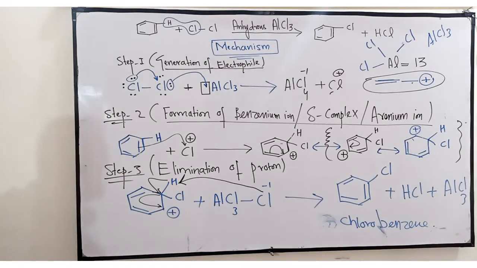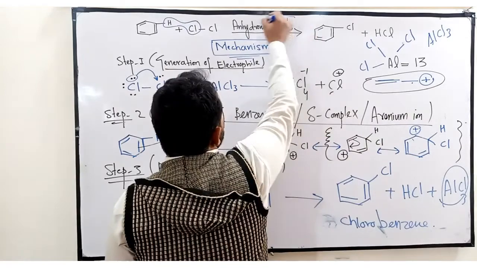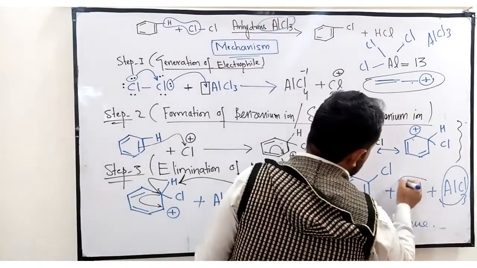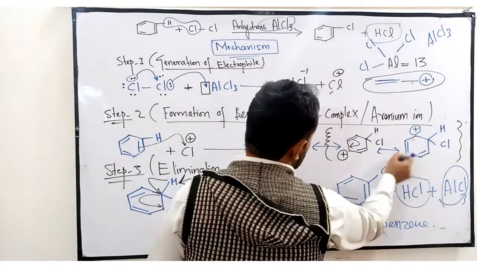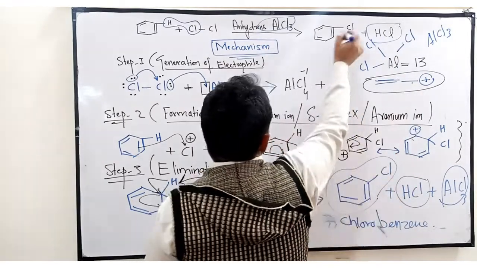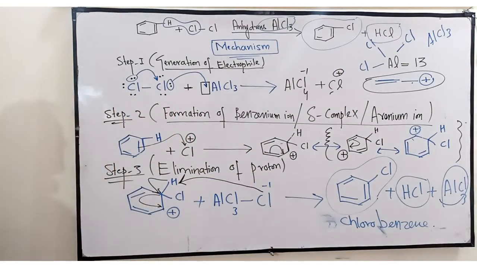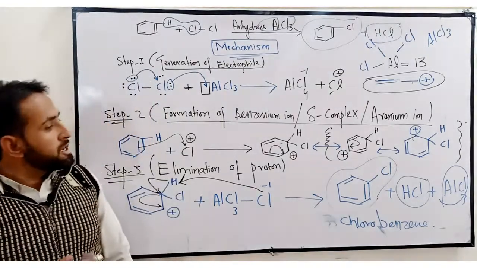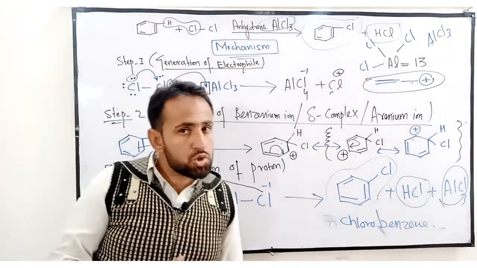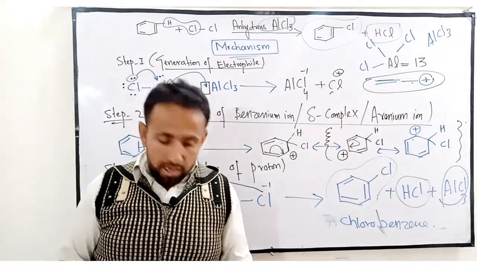Understand, everyone? This is the catalyst, that is our catalyst. And this is the HCl formed, which is also present here. And this is our chlorobenzene, our main product, which is this one. Understand? This is the mechanism of halogenation. I hope you have learned the halogenation mechanism today. So inshallah, I will meet you in the next class.